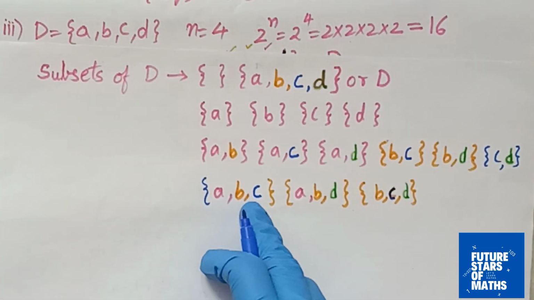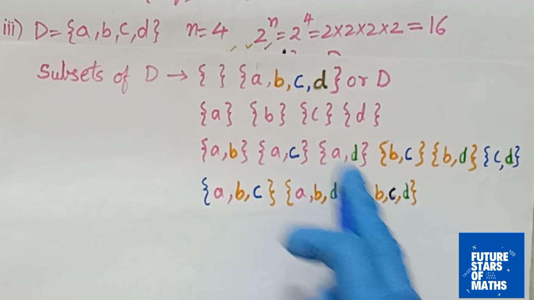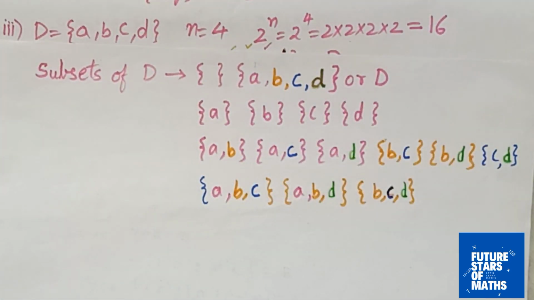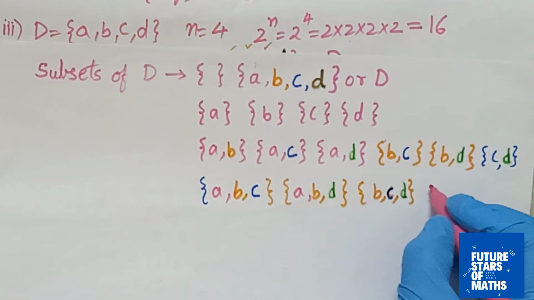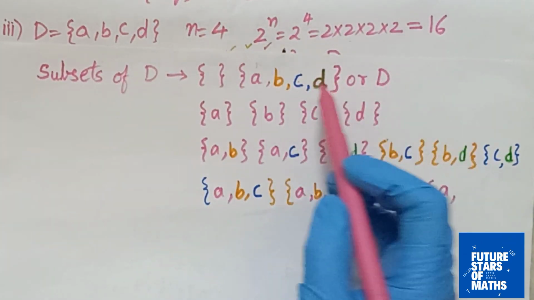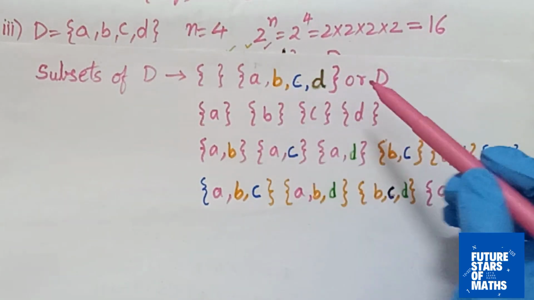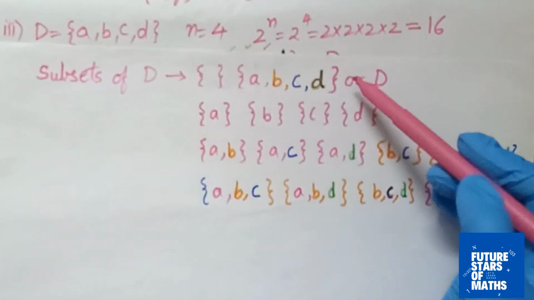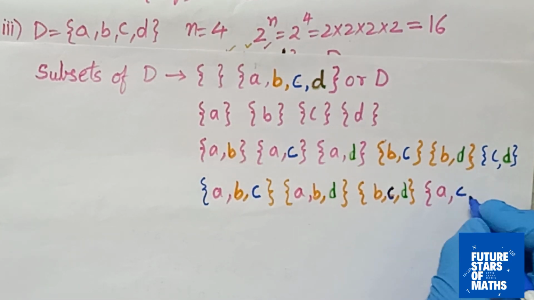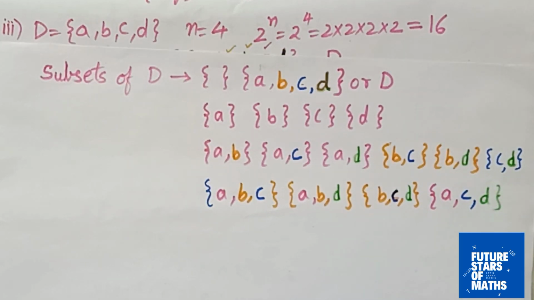Now what is left with C and D? Is there a subset left with C and D? Yes, if we hide this B, what remains? A, C and D. So we'll write that also. One time you hide one element. First we hid D and got A, B, C. Then when we hide C we got A, B, D. Then when we hide A we got B, C, D. Now we will hide B, we will get what? A, C and D. Now you count all the subsets which we got here.